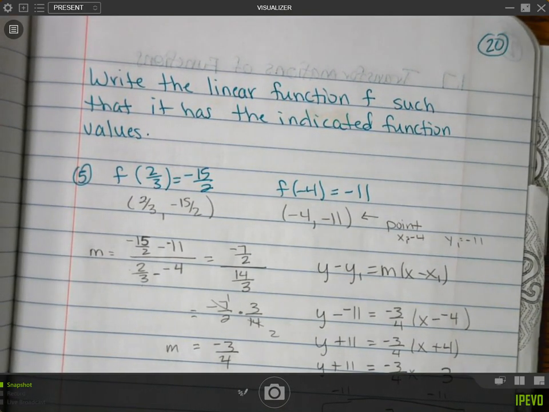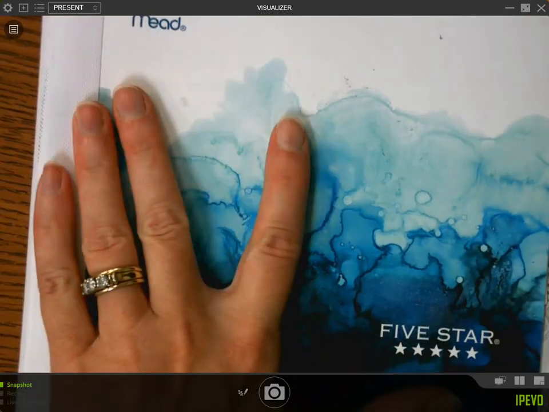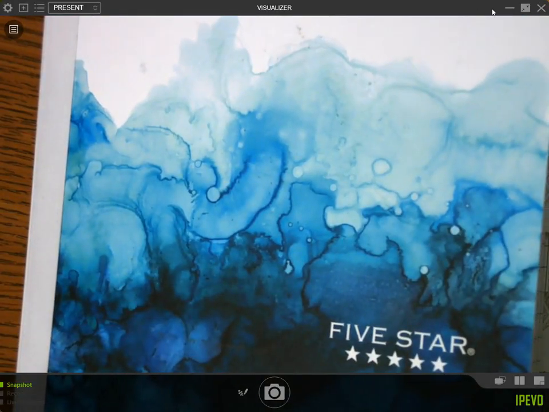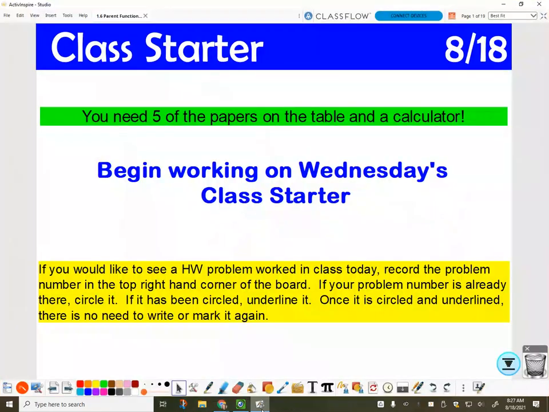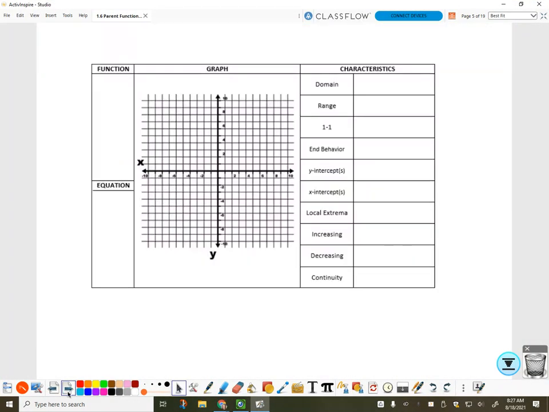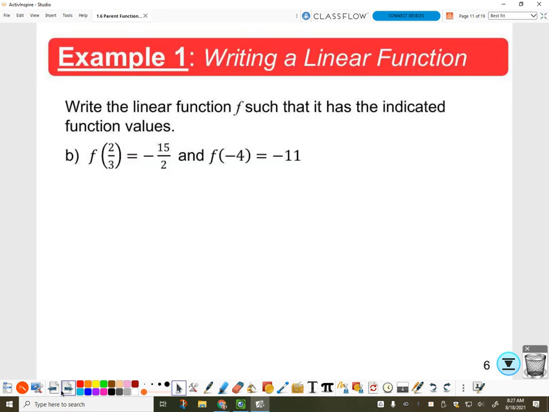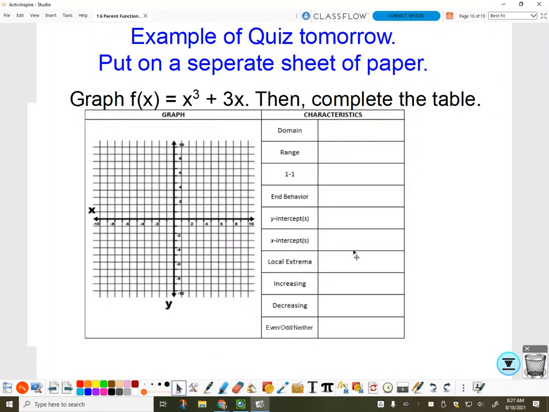So the other thing that I want us to talk about, and I wasn't prepared, so give me a second to make this happen, is an example, there it is, an example of what your quiz is going to look like tomorrow.